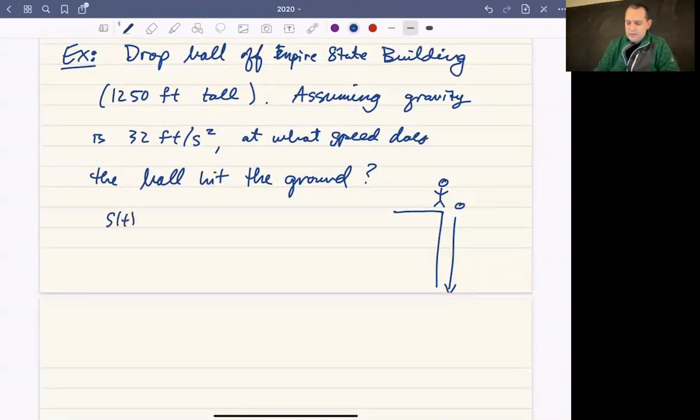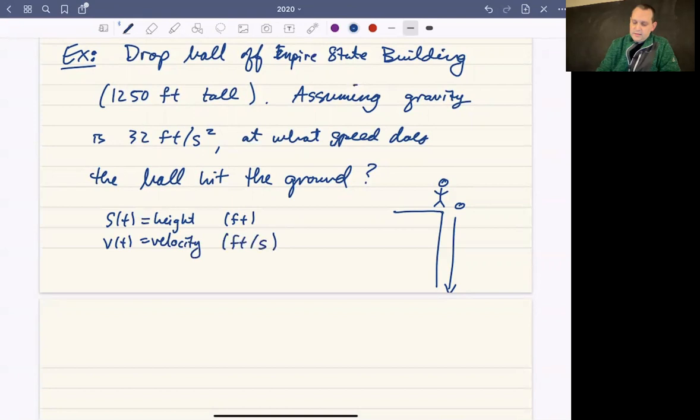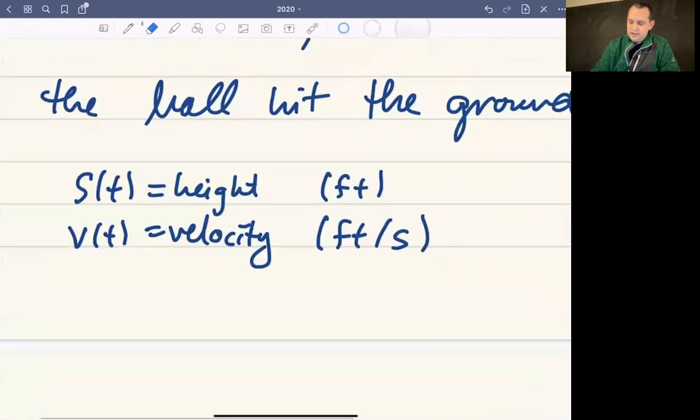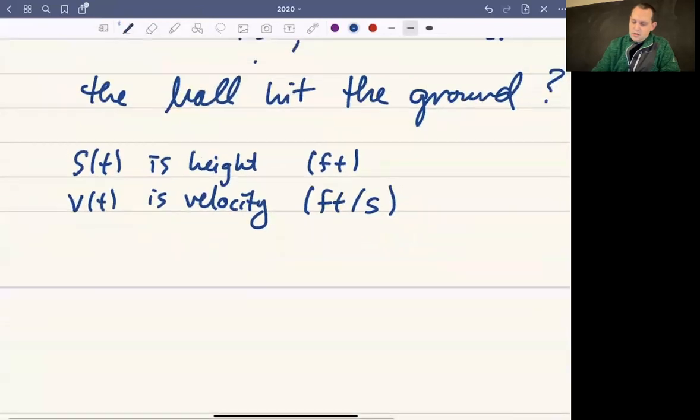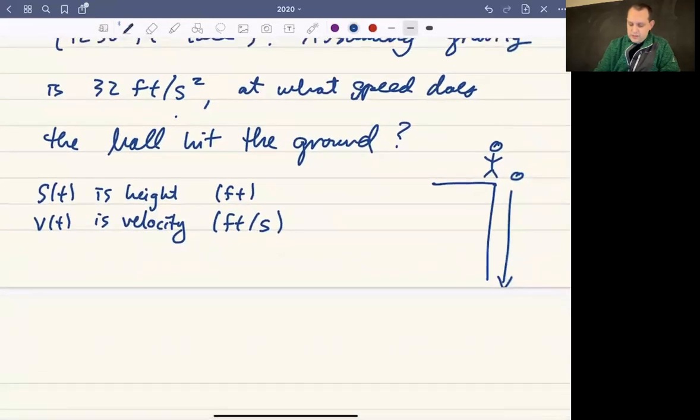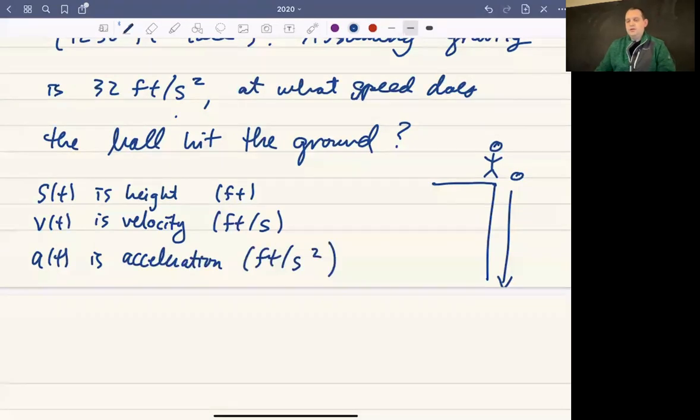S is going to be the height, and that's going to be in feet. V is going to be the velocity, and that's in feet per second. I shouldn't say equals. I'm being slightly imprecise here, which I need to be more precise about. And then A is going to measure the acceleration, which will be in feet per second squared. Okay. And so if we drop the ball, we know a few things.